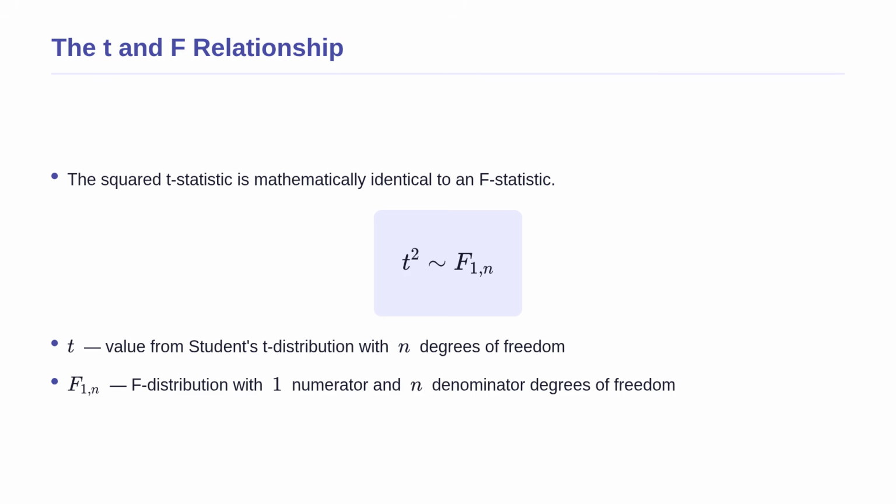Here, T represents a value from the student's T distribution with n degrees of freedom. When we square it, the numerator becomes a chi-square variable with exactly 1 degree of freedom. Therefore, the squared T statistic is mathematically identical to an F statistic that has exactly 1 degree of freedom in the numerator and n degrees of freedom in the denominator. This is why tests for means and tests for variances often yield mathematically equivalent results.